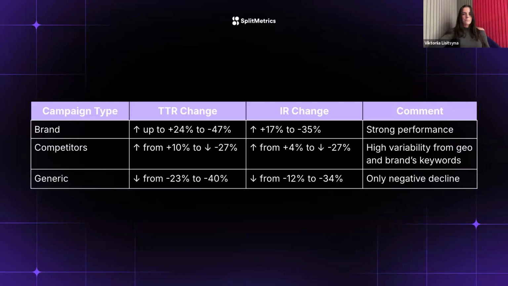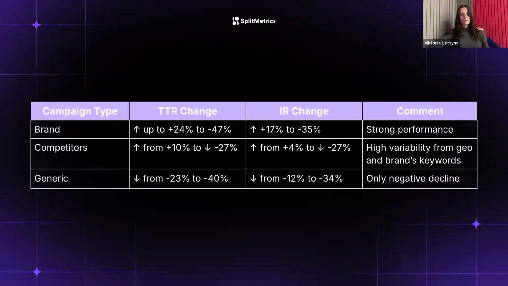The branded campaigns looked amazing. Tap-through rate almost doubled. Install rate also doubled, and we saw stable growth in both CTR and install rate. And we also saw growth in lower funnel metrics, like registrations and active users.